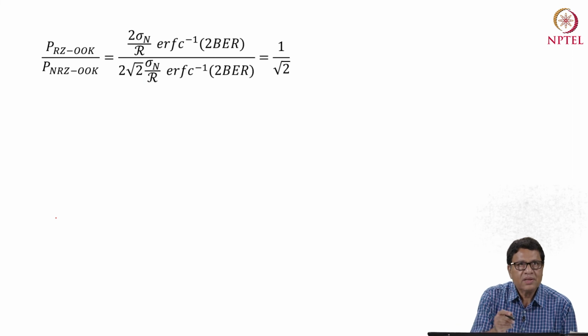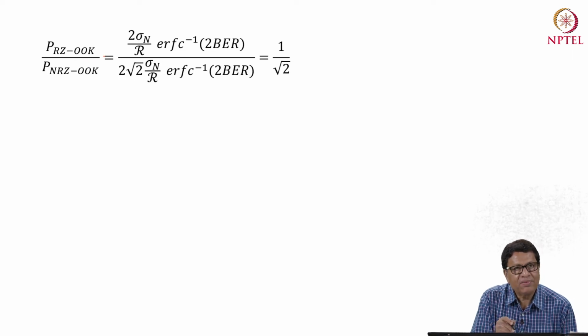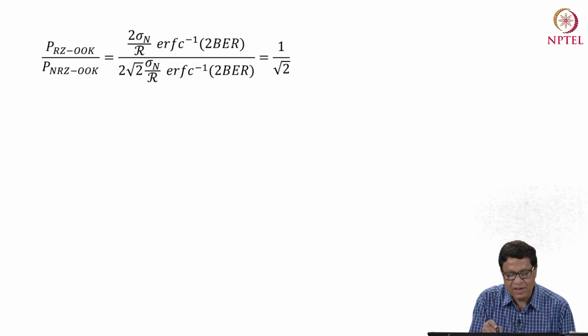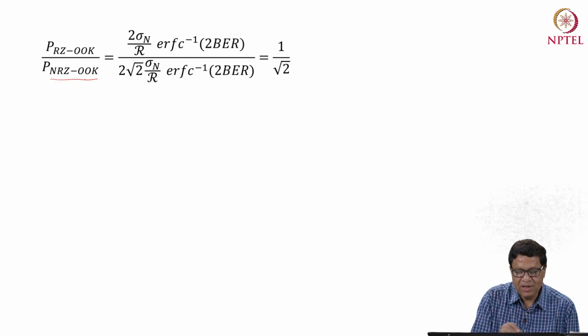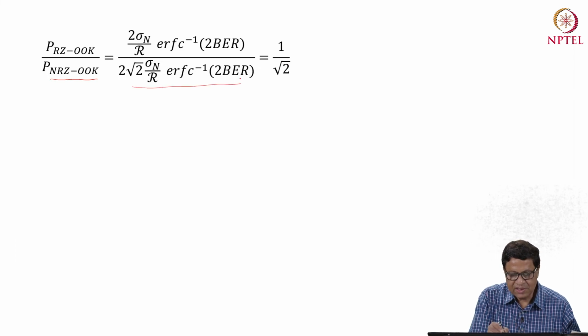So this is P RZ OOK. This is the power required for OOK. This we can calculate from our earlier formula which I had given for a BER, and so the power for RZ OOK is given by 2 sigma n divided by responsivity times the inverse complementary error function within bracket 2 BER. And similarly for NRZ OOK, it is given by this expression, and if you see the ratio, it is going to be 1 by root 2.